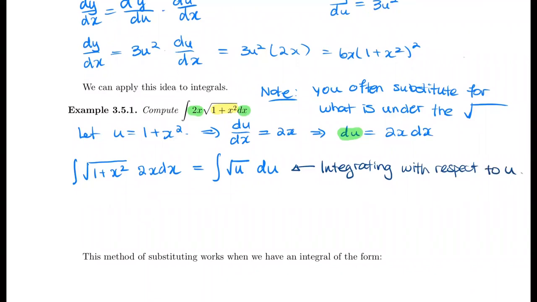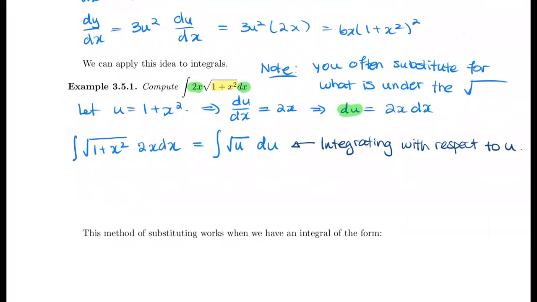Okay, so once we integrate with respect to u, we could use our standard methods of integration that we are familiar with. We should get this as a result, and then plus c. However, we're not quite done yet. Well, we're almost finished. We're just missing one step here.